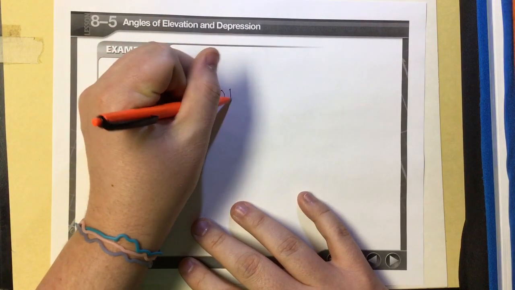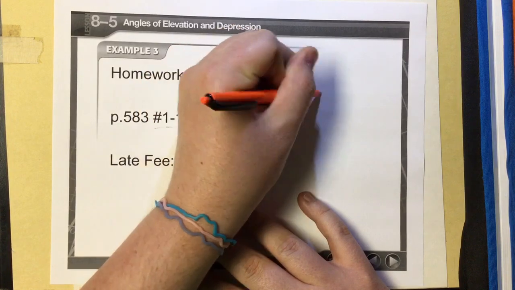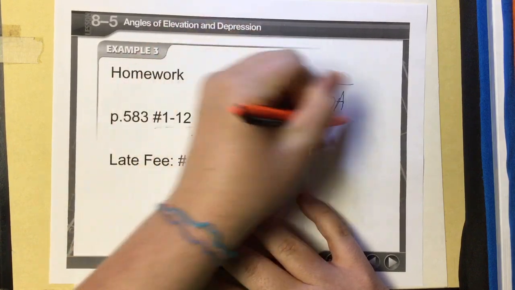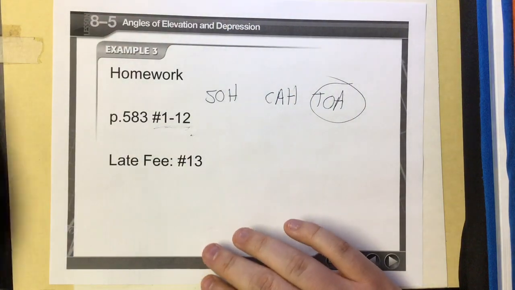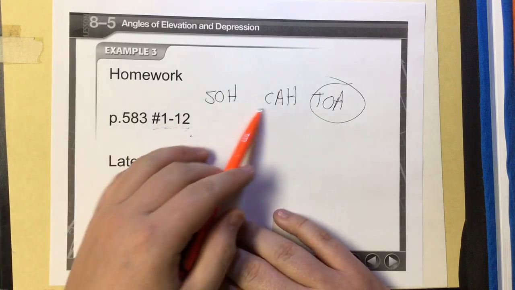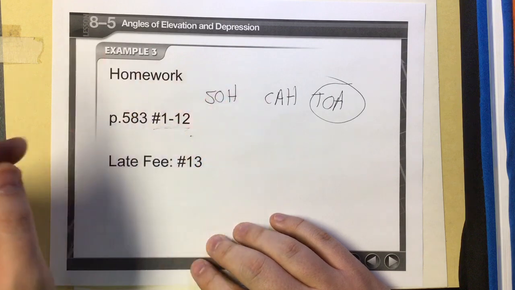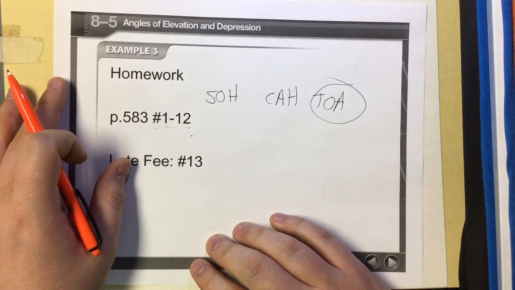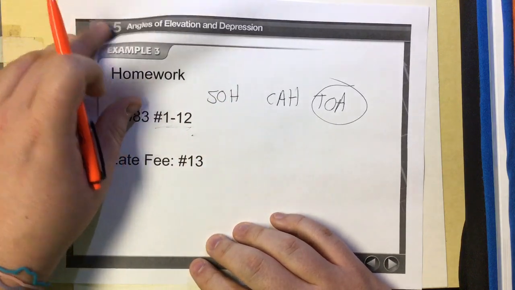Remember your SOHCAHTOA. A lot of the time, it is going to be tangent, opposite and adjacent are the most common things. But every once in a while, you'll know the hypotenuse, so it might use sine or cosine. Please email me if you have any questions.